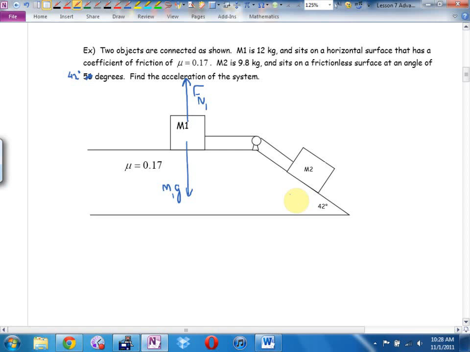Which way? Why? I have to use my imagination a bit. There's no way this can be moving to the left. If it's moving at all, this is pulling it down and to the right. And it might not be moving. If I get a negative acceleration, what that's telling me, Trevor, is friction isn't enough. This mass is not enough to overcome the friction of this mass, and it's not going anywhere. But let's assume it's moving to the right. So friction force one is to the left. What else?